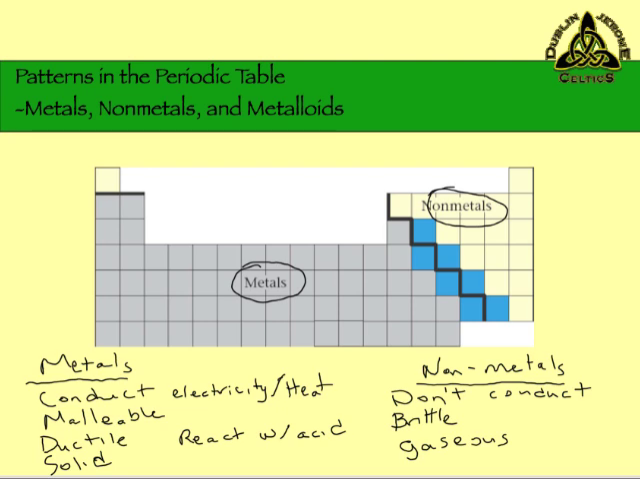However, there are two liquids on the periodic table. One of them is bromine. We'll put bromine right here. That's a liquid non-metal. And one of them is mercury, a liquid metal. So one of each. They can be liquids, but generally solids and gases. Those are the only two liquids.